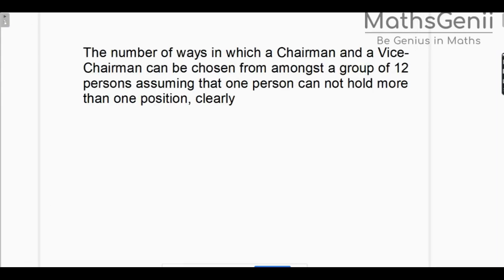The number of ways in which a chairman and a vice chairman can be chosen from amongst a group of 12 people. So you have 12 people from which you have to pick one chairperson and one vice chairperson. One person cannot hold more than one position. That means repetition is not allowed. So you have 12 people in total. Therefore, your n is 12.